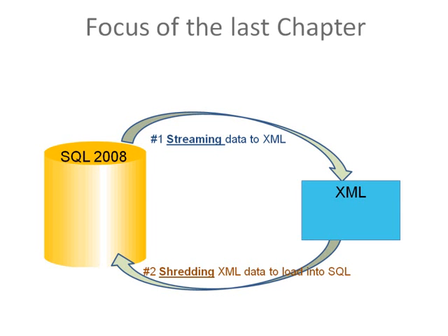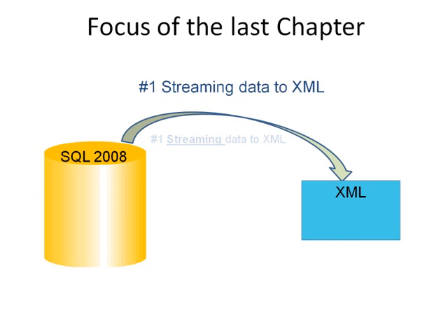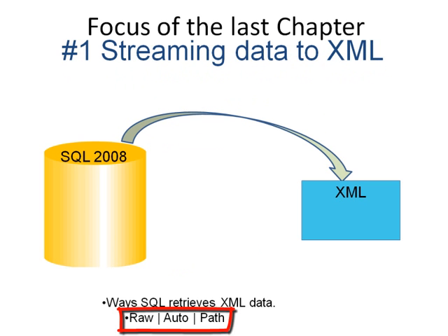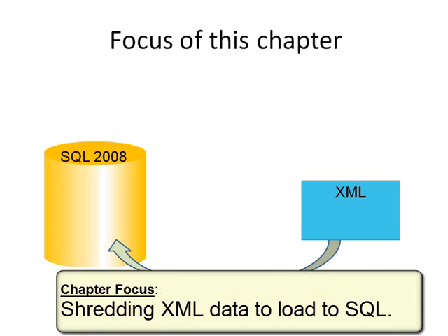Now, the focus of our last chapter was all about streaming by getting data from SQL into an XML format. We found different ways to retrieve data. We used RAW, AUTO, and PATH. The focus of this chapter is all about shredding XML, which is getting data from XML into another data store.